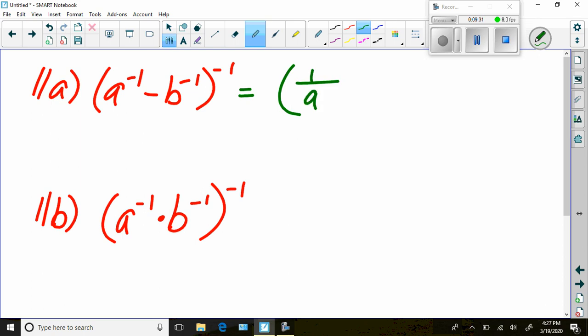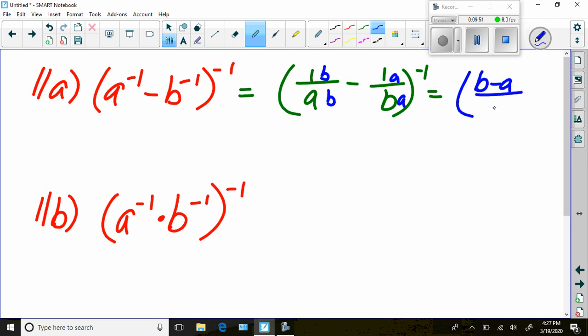This is 1 over A minus 1 over B to the negative 1. So then I'm going to take this guy and multiply by B over B. I'm going to take this guy and multiply by A over A. So then that's going to be B minus A over AB to the negative 1. But it just means flip it. So it's AB over B minus A.